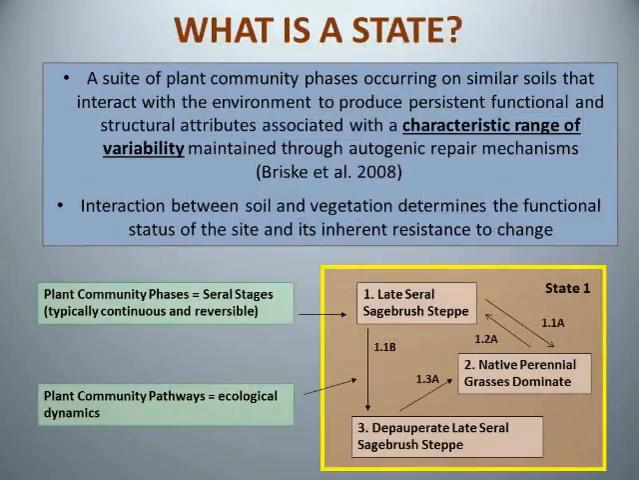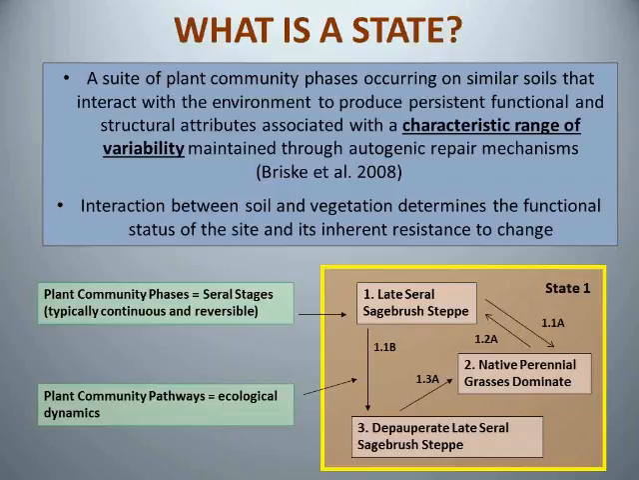So what is a state? A suite of plant community phases occurring on similar soils that interact with the environment to produce functional and structural attributes. And this part is really important, a characteristic range of variability. So they don't all look the same. You might have one ecological site, but when you're looking at that description, there's a range of variability in the amount of plants that occur. And I think sometimes, no pun intended here, we box ourselves into what exactly that means without considering that complete range of variation. And then this is maintained through self-repair mechanisms.